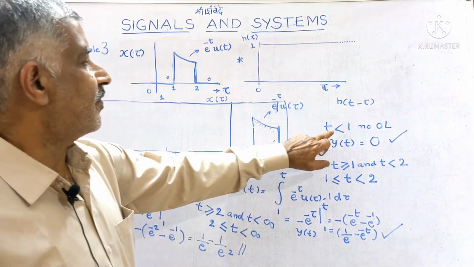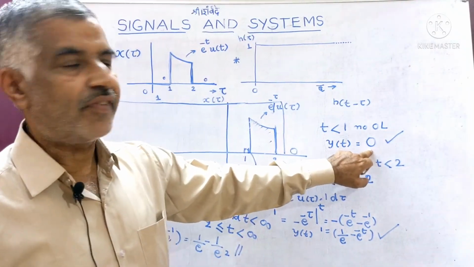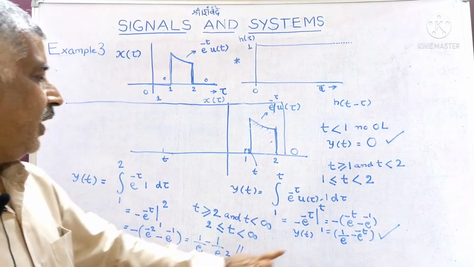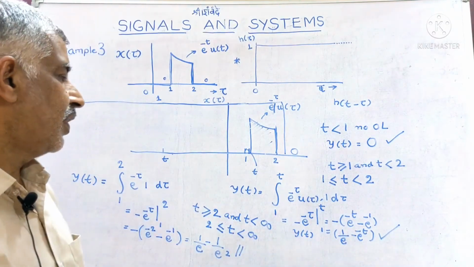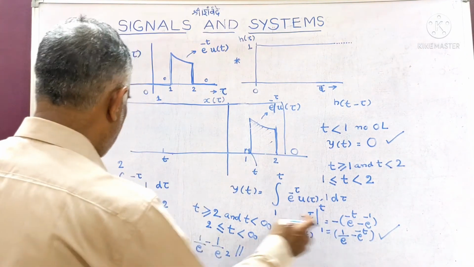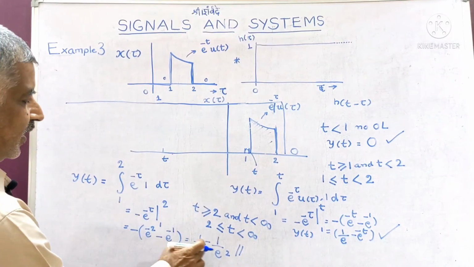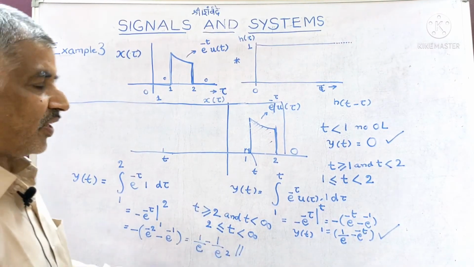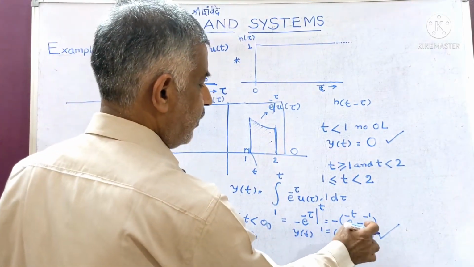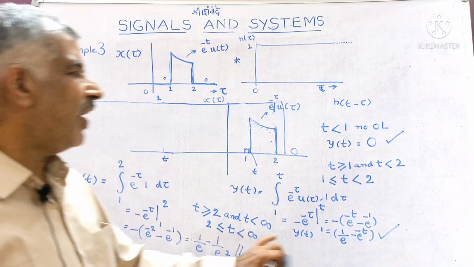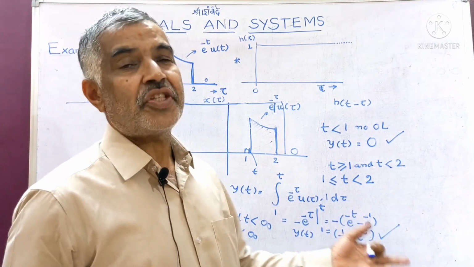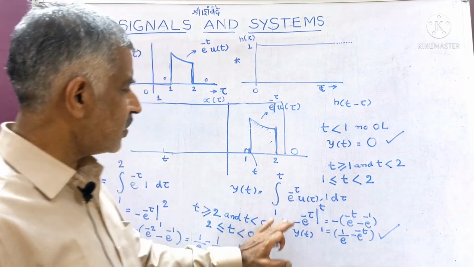So, for t less than 1, yt equal to 0. First answer. Second answer, for 1 less than or equal to t less than 2, it is 1 by e minus e power minus t. Then for t greater than or equal to 2, yt is equal to 1 by e minus 1 by e squared. That is a constant term. Whereas this is an exponential term because there is some variable t. So it's very difficult to sketch this. So nobody expects you to sketch the graph. So leave that. Just write the mathematical expression.